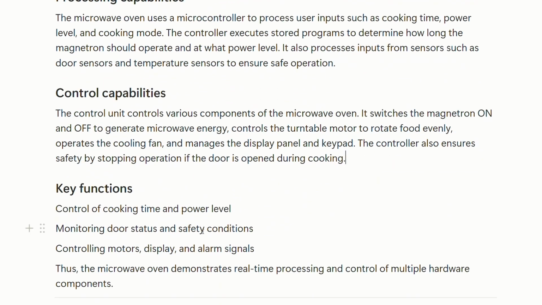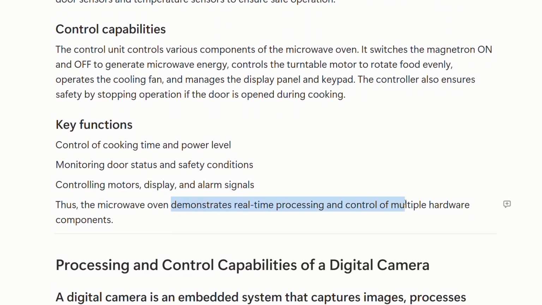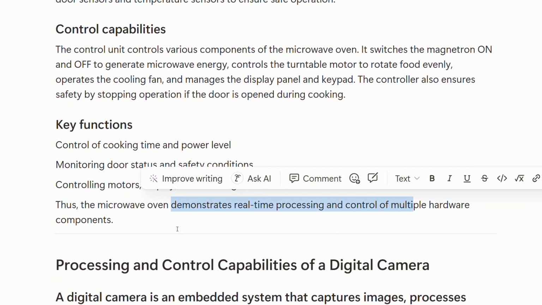So now we will see the key functions. So the control of cooking time and power level, monitoring door status and safety conditions, controlling motors, display and alarm signals. Thus, the microwave oven demonstrates real-time processing and control of multiple hardware components.